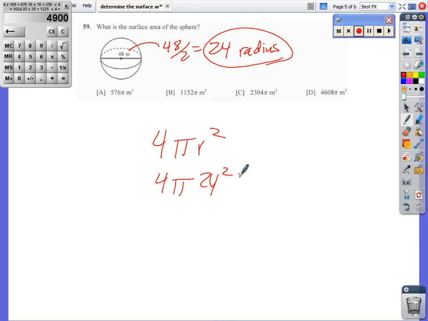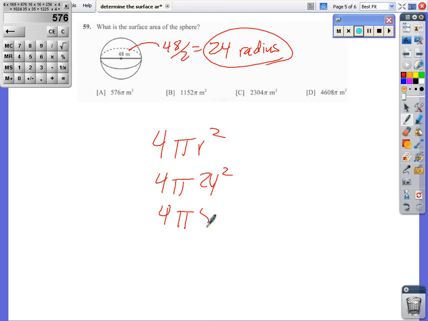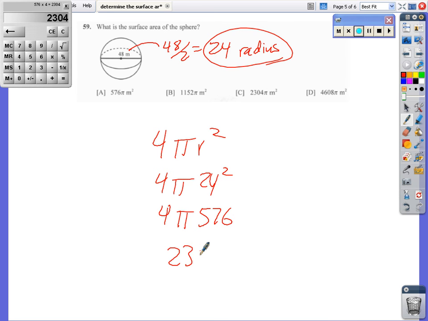24 times 24, 576. So I've got 4 pi 576. Rearrange, times that by 576 times 4. Boy, I really messed that up. Alright, 576 times 4, 2,304 pi. That's a lot of pi. And it's in meters, so it's meters squared.